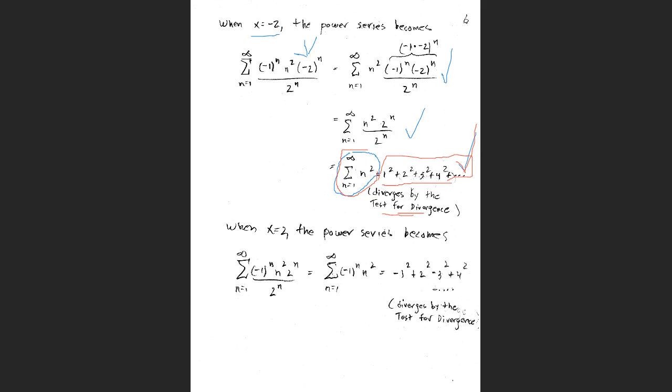Similarly, if we put in x equals 2 in the power series, okay, we'll get a series, an alternating series. Okay, we'll get this alternating series. And that also diverges. That does not settle down to a number.